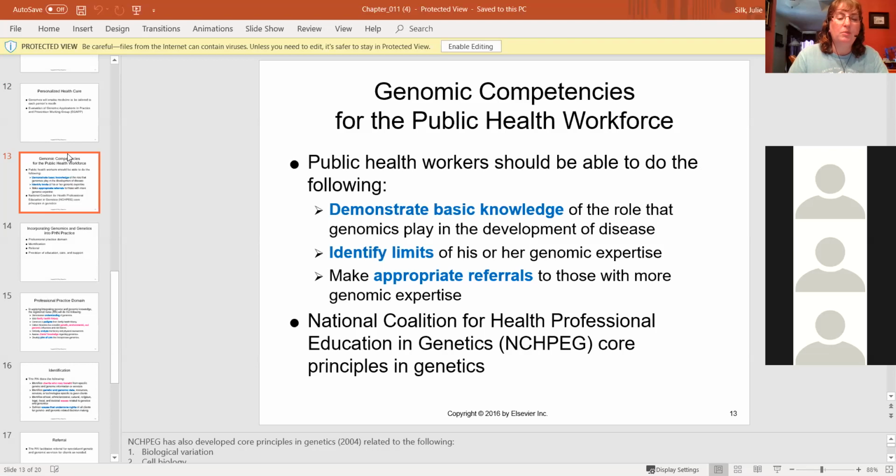So I guess back in 2004, the National Coalition for Health Professional Education in Genetics came up with these core principles that everyone should know about. Those principles included biological variation, cell biology, classical Mendelian genetics, molecular genetics, development, and new genetic technology. Those are the core principles that they say people should be up on if they're going to have anything to do with genetics when they're taking care of patients.